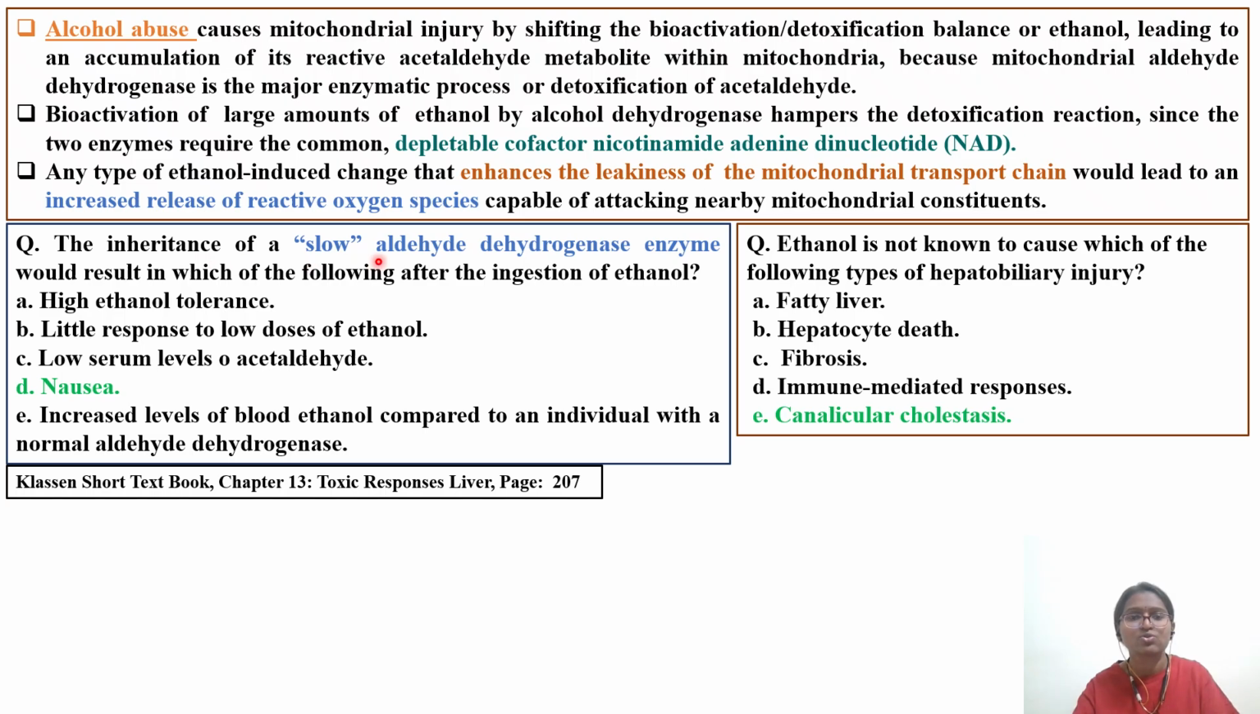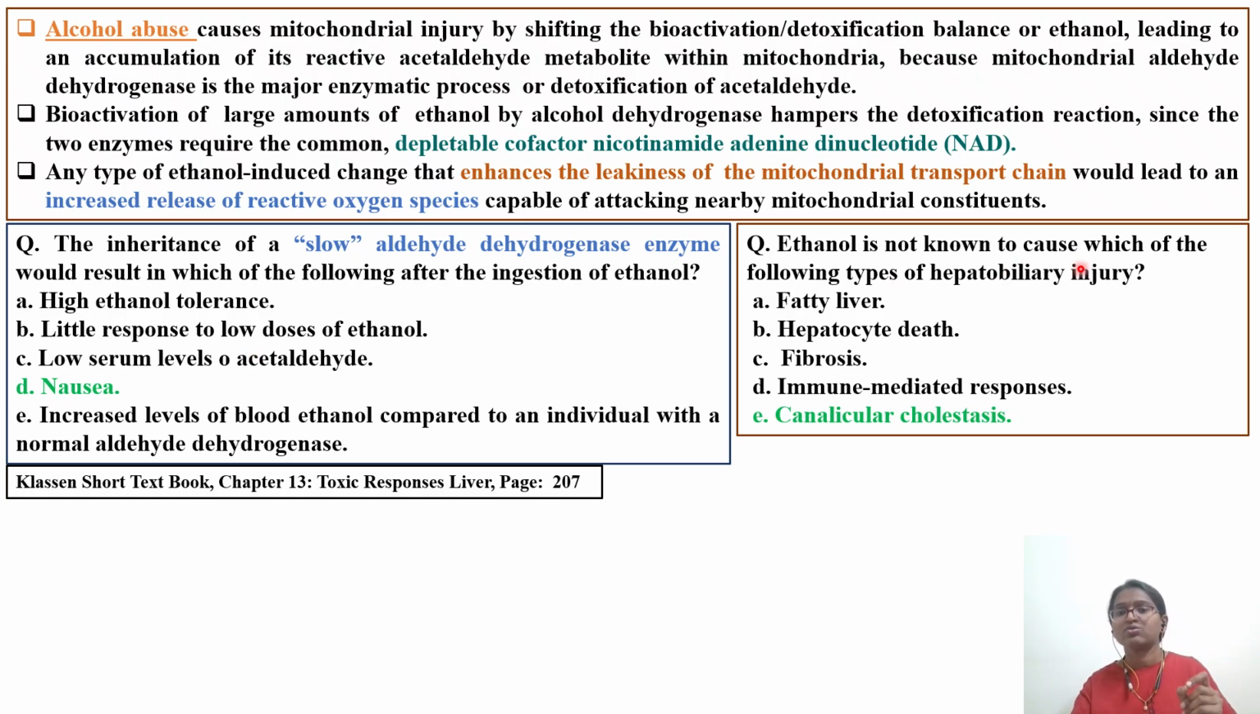The inheritance of slow aldehyde dehydrogenase enzyme would result in which of the following after ingestion of alcohol? It will lead to nausea. Other options: high ethanol tolerance, little response, or low dose. We have discussed here slow ALDH and fast ALDH. We have discussed isozyme polymorphism. So if you understand the concept here, you will be able to address this question.